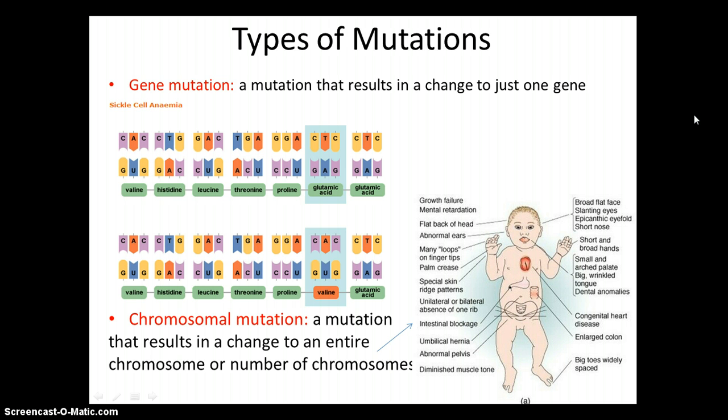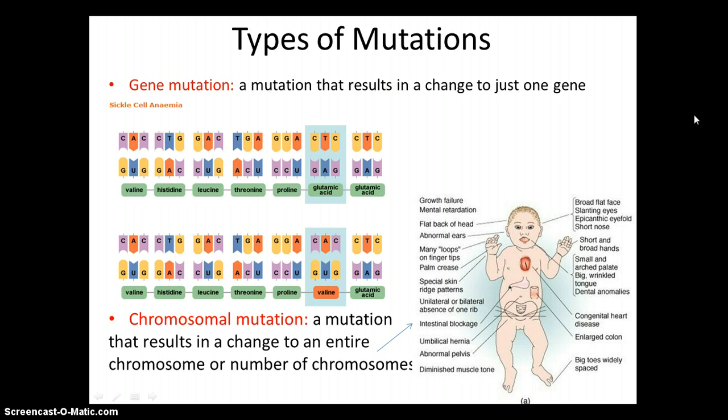Chromosomal mutations are usually more serious. It's a mutation to an entire chromosome or even a number of chromosomes. A lot of chromosomal mutations we don't know very much about, just because chromosomal mutations can kill a baby even before his or her mother knows they're pregnant. Some chromosomal mutations are less serious, like Down syndrome, and babies are born with Down syndrome all the time, so we can study some chromosomal mutations that way.